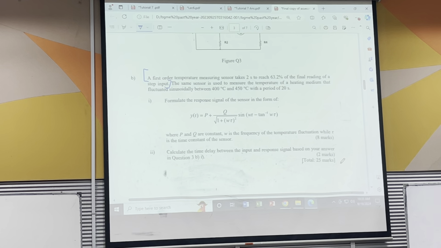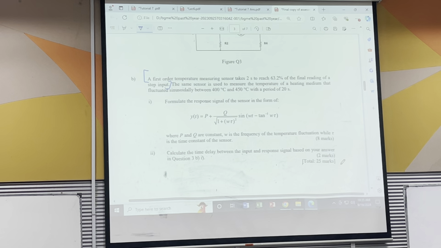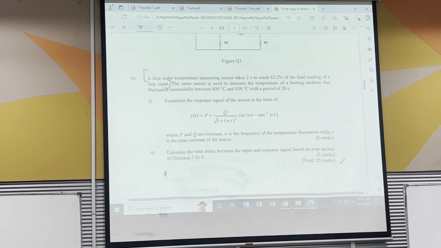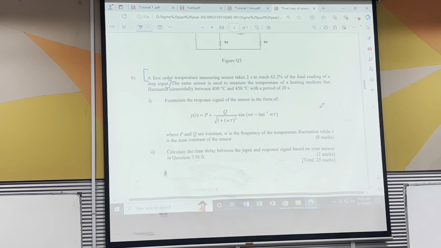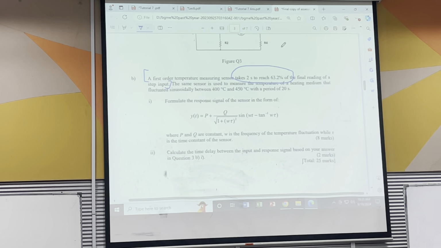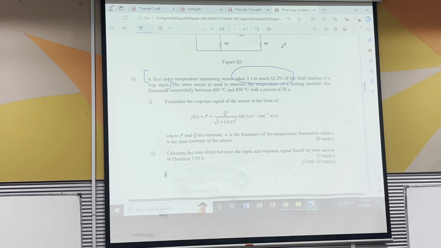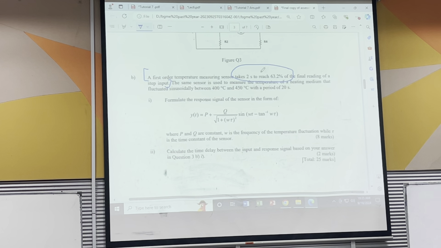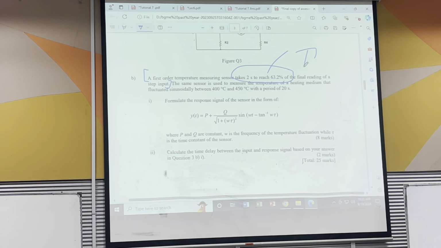Yes, Ingwu, what do you get from here? Take 2 seconds to reach 63.2%. Time constant. Yes, finally, this one tells you the time constant. That's why I made sure you all know what time constant and rise time are last time, right? I made sure you all memorize the definition. Okay, this one tells you the rise time. This one tells you the time constant, sorry.